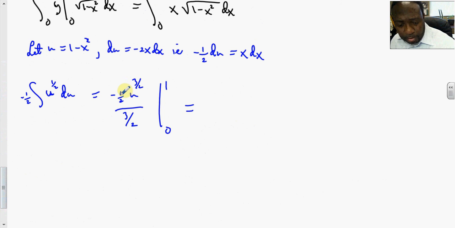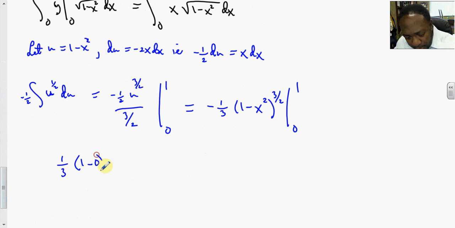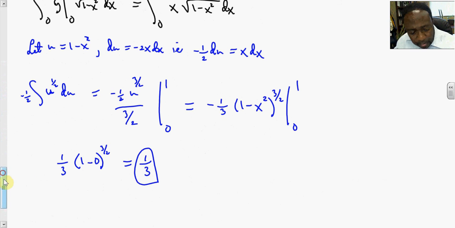So the 2 goes upstairs, 2 divided by that 2 goes out. So we have left just a negative 1/3. And this is u, which is the 1 minus x squared, raised to the 3/2 power, evaluated from 0 to 1. So we plug in x equal to 1, we get 1 minus 1, that's 0. Then this becomes minus this minus, so we get 1/3 times 1 minus 0 to the 3/2 power, and that just gives us 1/3 for our answer. Okay.